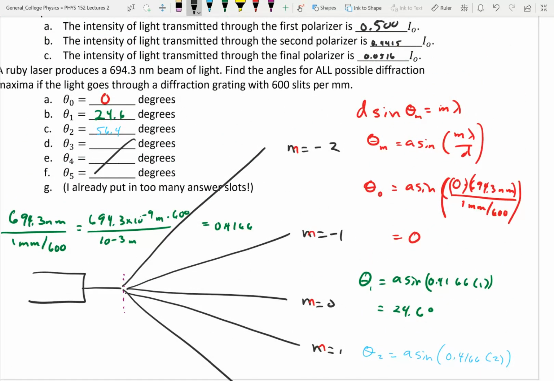So there we have it. We only have 0, 24.6 plus and minus, and 56.4 plus and minus for the diffraction peaks, just like we saw in lab, because in lab we did 632.8, which was pretty close to the ruby. They're both red.